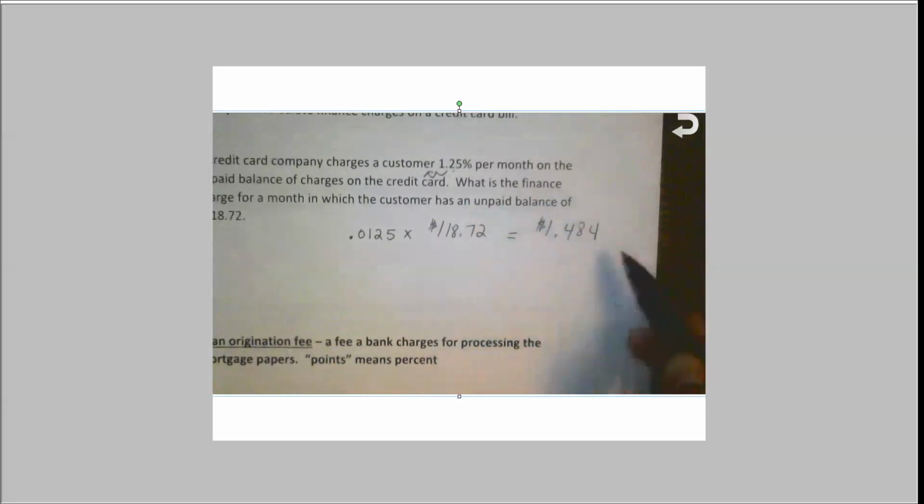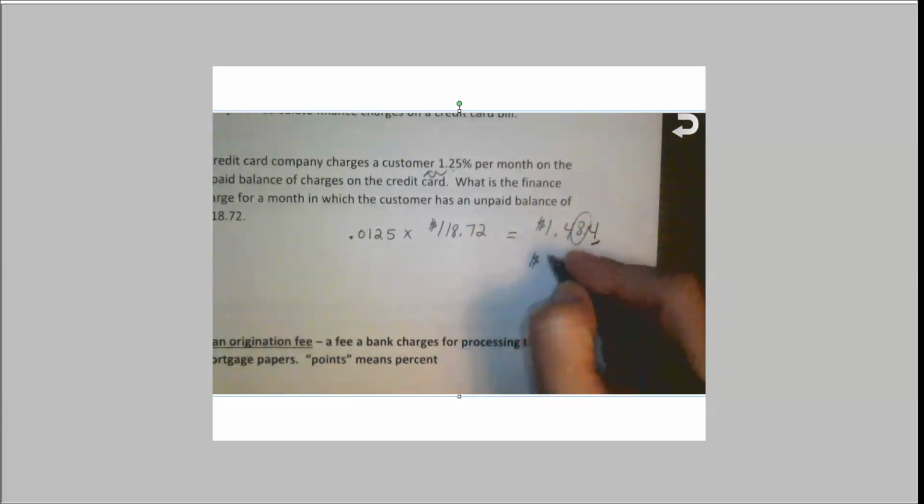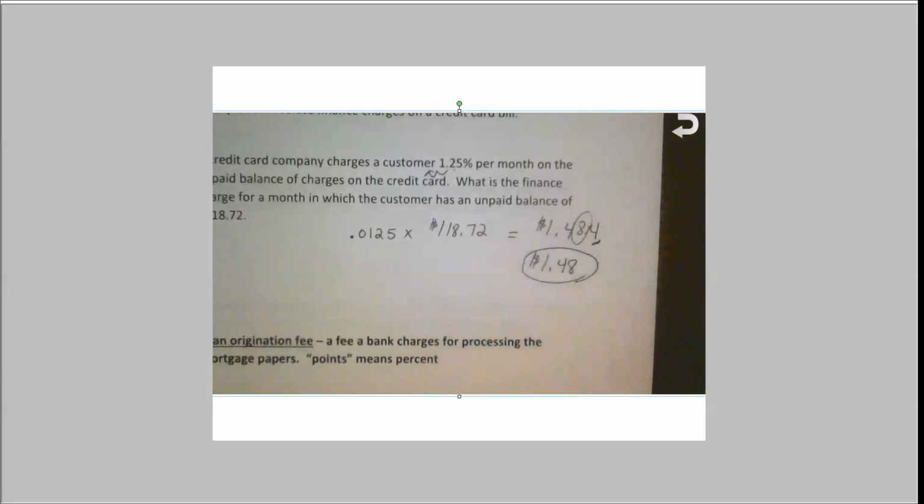So 1.484, that's the decimal I get, but remember, money only goes out to the nearest hundredths place. We have to round to the nearest cent, which is the second position past the decimal. But looking at that third number, 4 or less, let it rest. So that's going to stay $1.48. Be really careful to follow those rules for rounding to give the best answer here. So that finance charge is $1.48.